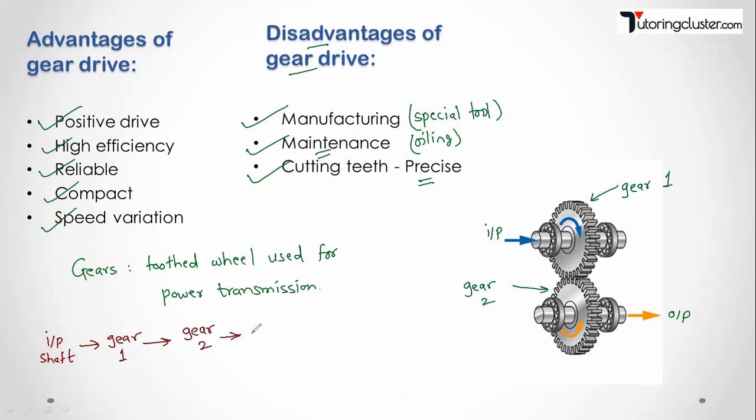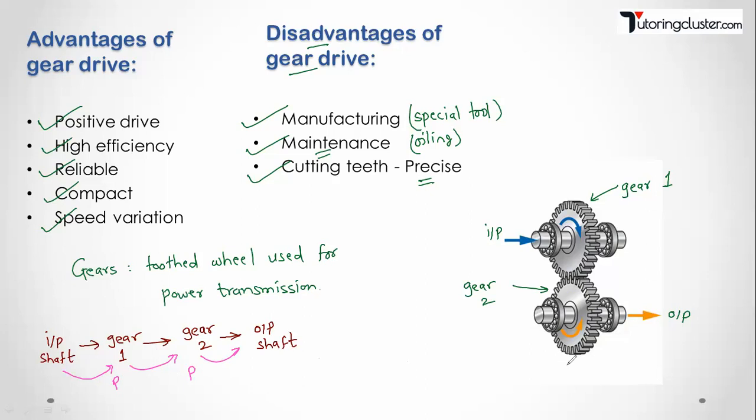And gear 2 is mounted on the output shaft. So this is how the flow of power is taking place. I hope you have understood how the power transmission takes place, right?